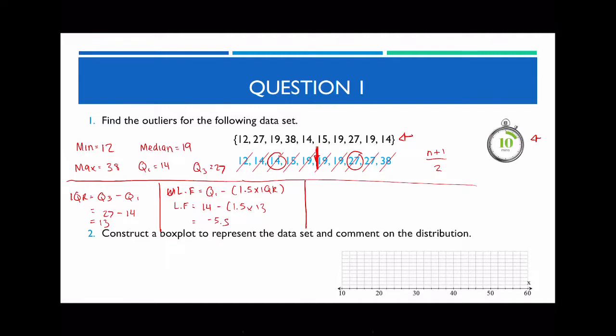Now we calculate what the upper fence is. The formula for that is Q3 plus 1.5 times the IQR. Q3 in this case was 27, so 27 plus 1.5 times 13. If you put this into a calculator, you should get an answer of 46.5. Again, refer back to the data set to see whether there are any numbers greater than 46.5. In this case, there are none, so write a statement: no outliers present in this data set.